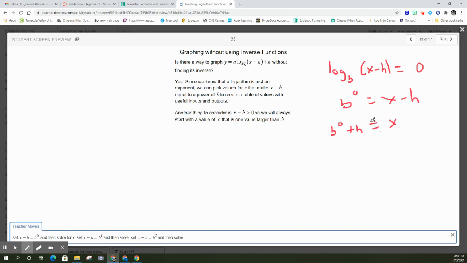So I can pick my x based off of this, right? We'll do an example. If I go log base 3 of x minus 2, that means h is 2, right? What's the first x value that I want to choose? It would be 3 to the 0 plus 2, which is just 3. Watch what happens when I plug 3 in.